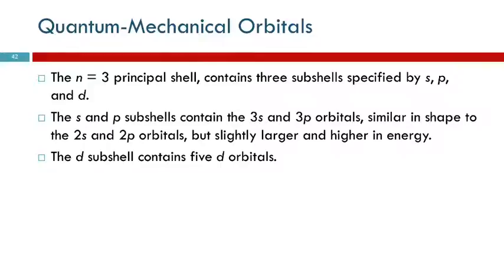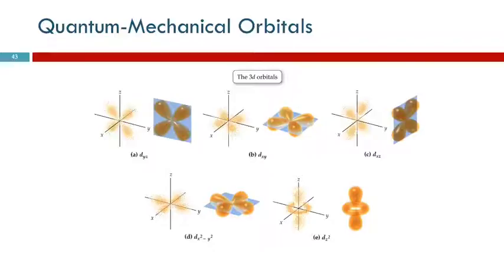The S and P are the same shapes as the S and P in the lower levels, but they're larger and higher in energy. And then there's the D. The D subshell has 5 orbitals. Aren't they pretty? You don't have to know how to draw those at all. I'm just showing them to you.